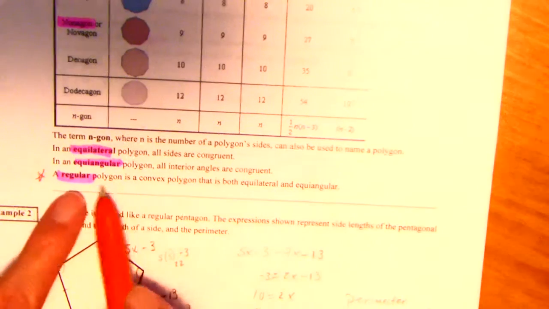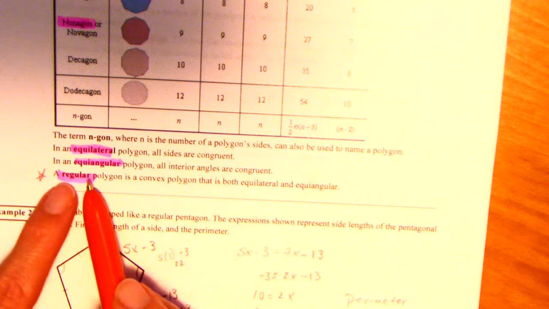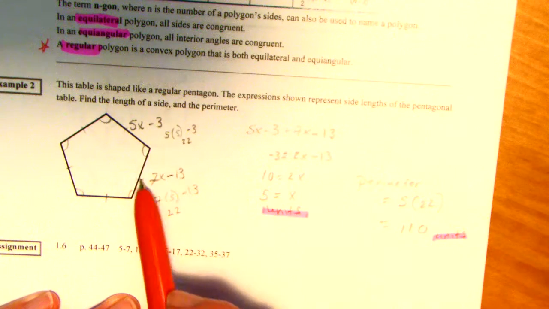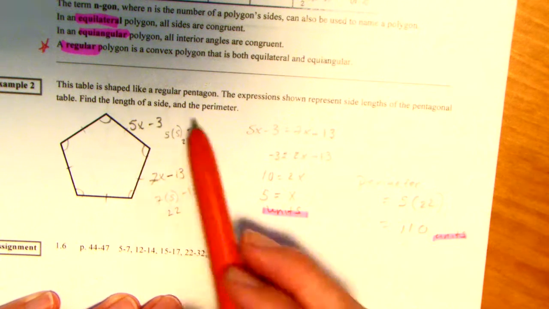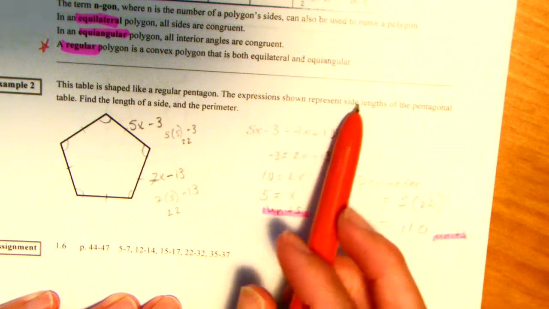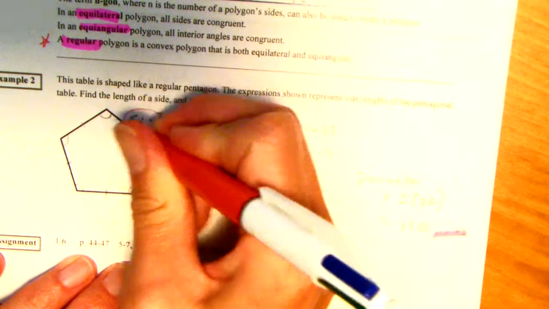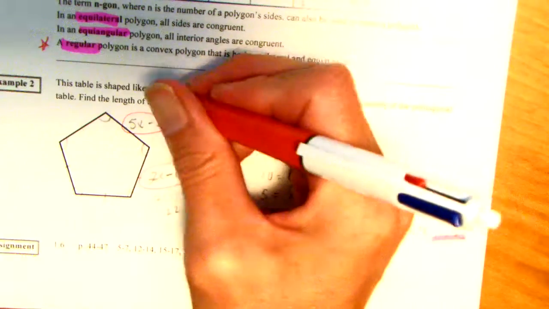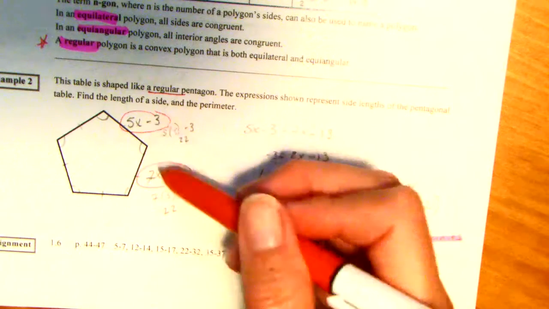This is the one that you can do a lot of stuff with, especially hexagons. That's a big ACT question coming up. This table is shaped like a regular pentagon, so maybe it's like a card table. The expression shown represents the sides, so you have to put this on there and this on there, okay? Those are the side lengths. Now, if this is regular, that's important, that means this is the same as that.